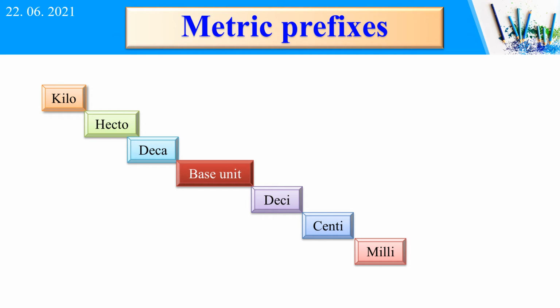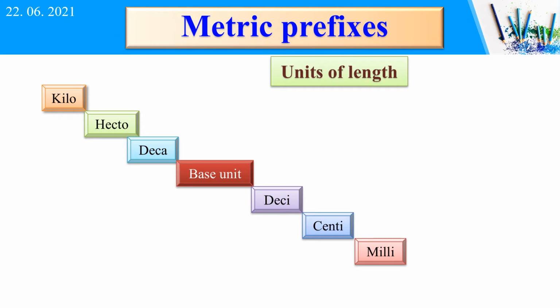So, kilo refers to the number 1000, hecto refers to the number 100, deca refers to 10, the basic unit is 1, deci refers to the number 1 by 10, centi refers to the number 1 by 100, likewise milli refers to the number 1 by 1000.